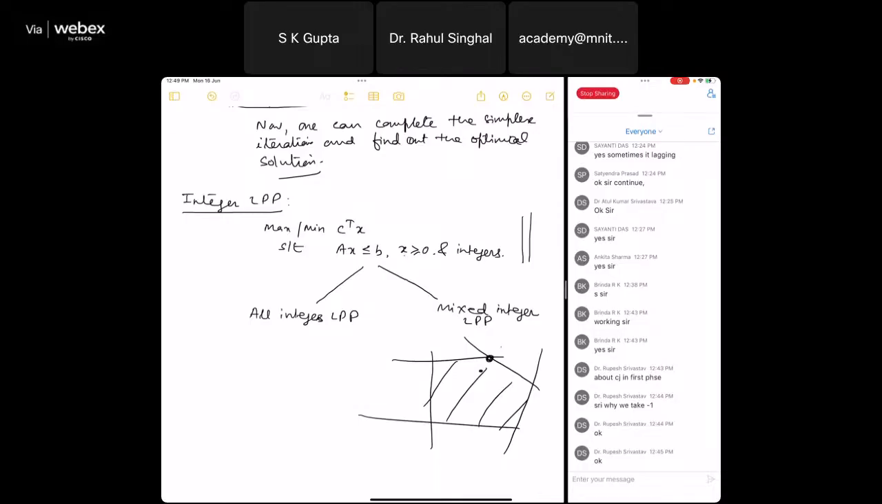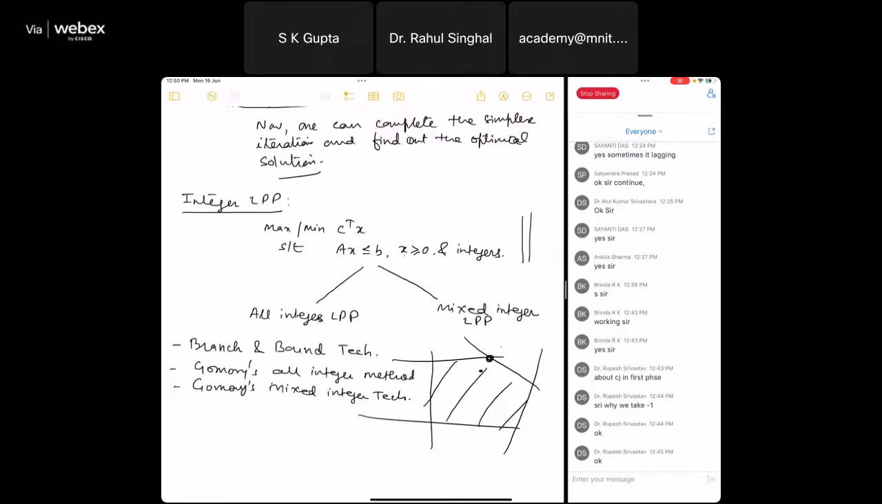So we have to go for specific techniques, specific methods, by which we can solve integer linear programming problems. The popular methods are the branch and bound technique, Gomory's all integer method, and then Gomory's mixed integer technique. I'm not going into much detail of it. If time permits, I will continue this maybe in the next lecture.